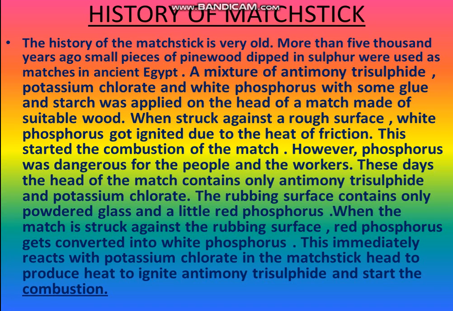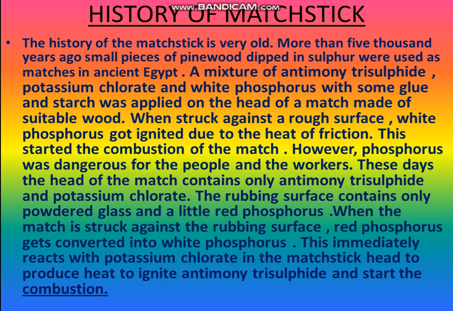History of matchstick. The history of the matchstick is very old. More than 5,000 years ago, small pieces of pine wood dipped in sulfur were used as matches in ancient Egypt. A mixture of antimony trisulfide, potassium chlorate, and white phosphorus with some glue and starch was applied on the head of a match made of suitable wood. When struck against a rough surface, white phosphorus got ignited due to the heat of friction. This started the combustion of the match.